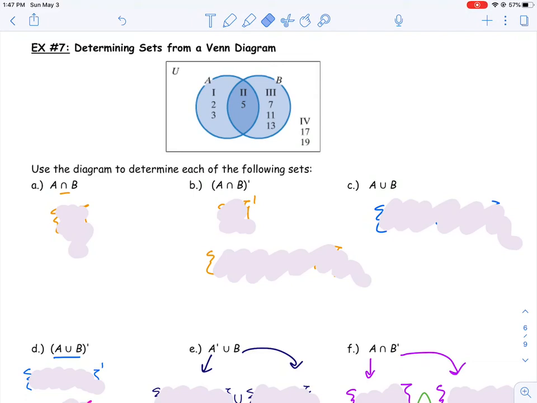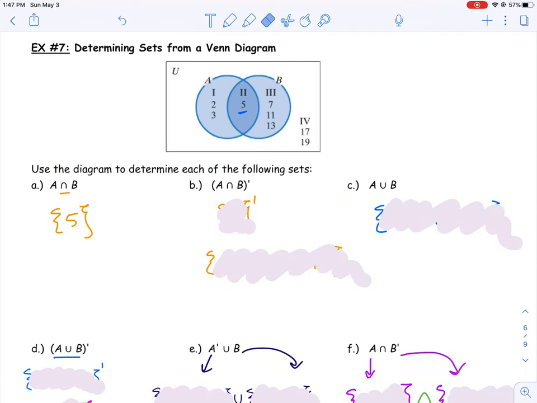All right, for part A, it wants us to find the intersection of A and B. What elements are in both set A and set B? Well, I got the overlap that has the element 5 in it.